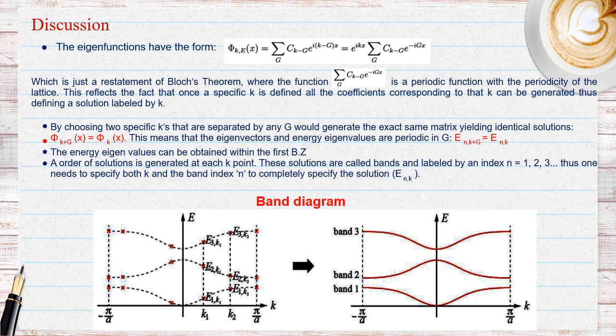Thus one needs to specify both k and the band index n to completely specify the energy solutions. For specific values of k, there are different solutions. For index 1 we have E1 k1, for index 2 we have E2 k1, and for index 3 it is E3 k1, and so on. So we have different energy levels, and that forms a band. So there is band 1, band 2, band 3, etc.